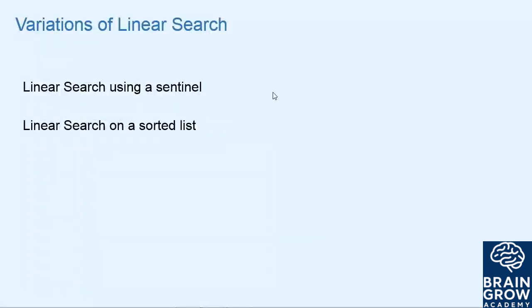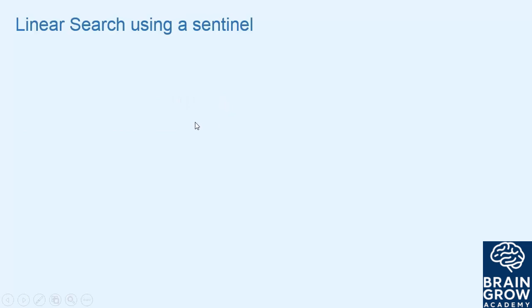In this lecture, we'll see these two variations of linear search that can improve the speed of searching. First, let's see this linear search using a sentinel. We can make the basic linear search algorithm a little faster if we use a search value as the sentinel value. Let's see how.